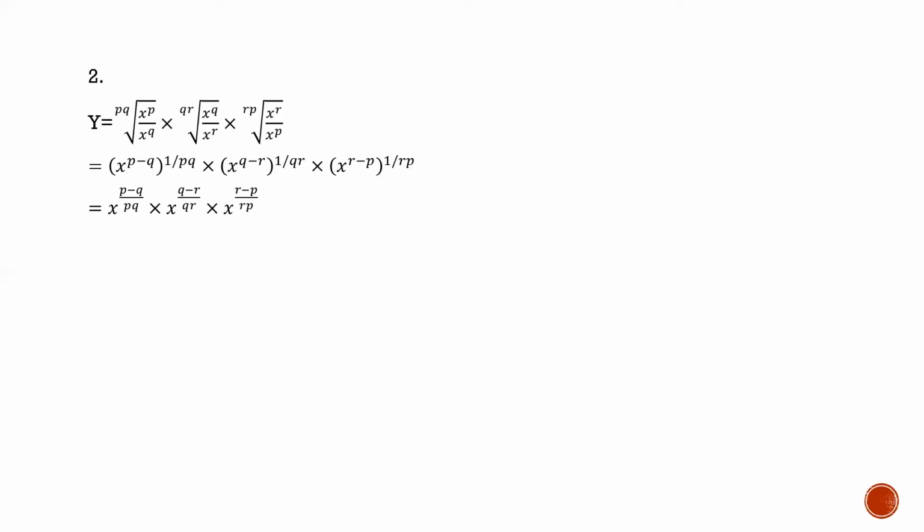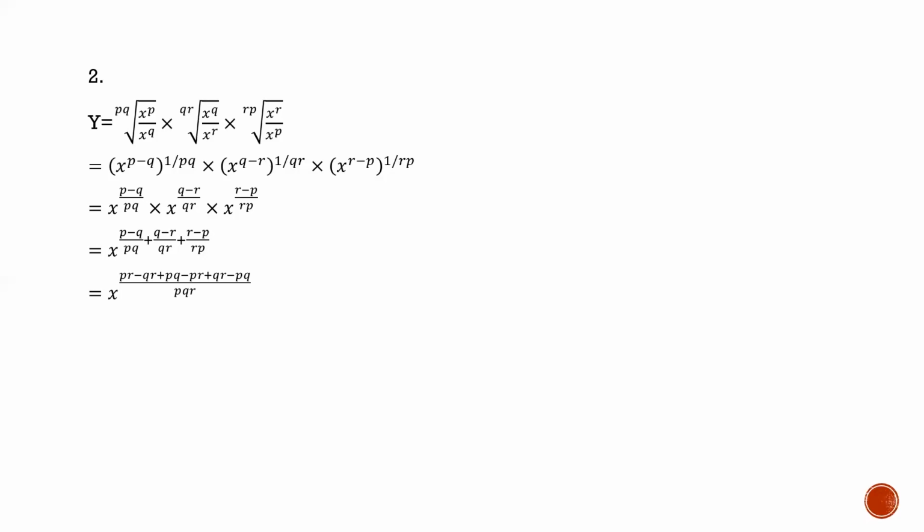Now we have the three parts with similar base x, and in between them are multiplication signs, so we need to add the powers in the next line. So x to the power (p minus q) divided by pq plus (q minus r) divided by qr plus (r minus p) divided by rp. Now we need to do the LCM and do the calculation. So by doing that, we have pqr as denominator, and in numerator pr minus qr plus pq minus pr plus qr minus pq.